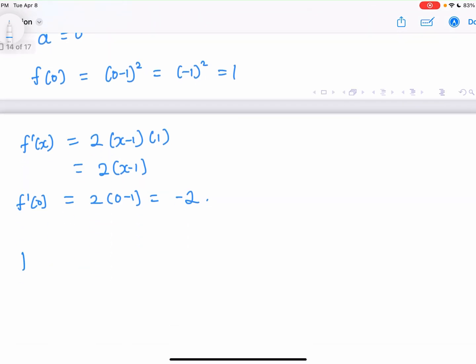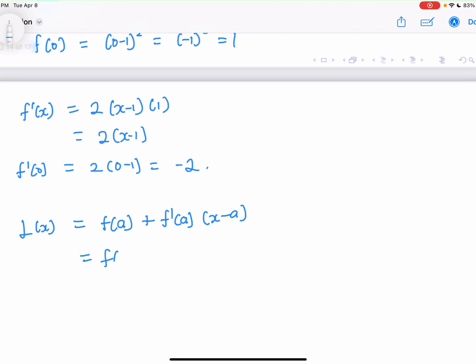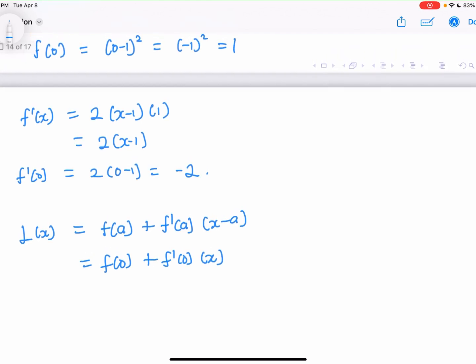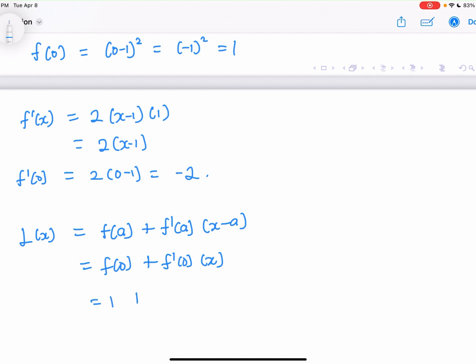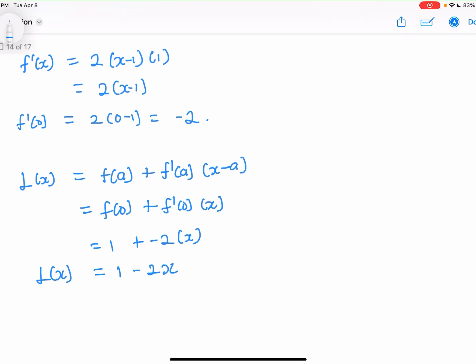So now we have all that we need, so let's just substitute it into the linearization formula. So L of x is equal to f of a plus f prime of a times (x minus a). Here a is 0, so you're going to have f of 0 plus f prime of 0 multiplying x, and we know f of 0 to be 1 and f prime of 0 to be minus 2, so you're going to have it to be 1 minus 2x. So this is your linearization of f of x.